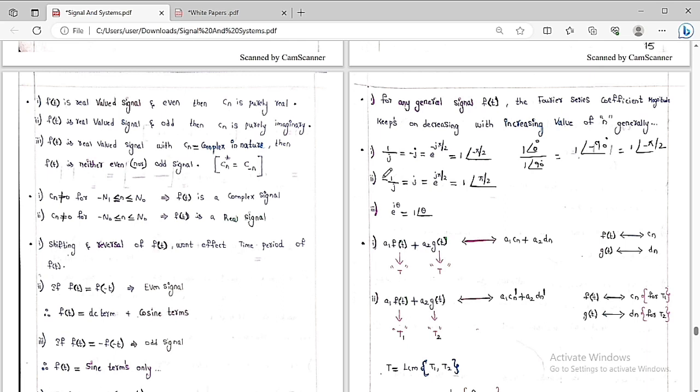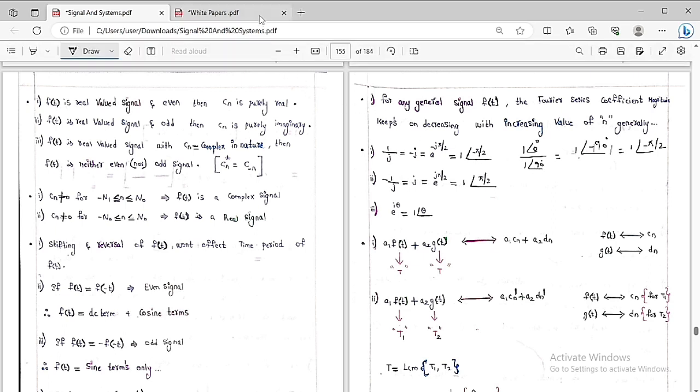j by j square. j square is equal to minus 1, so we are going to get minus j. I can write this as e to the power of minus j pi by 2, whose magnitude is equal to 1, and the angle is minus pi by 2. You can write it in different fashions. Either write it in polar format, or do rationalization and then figure out the value.